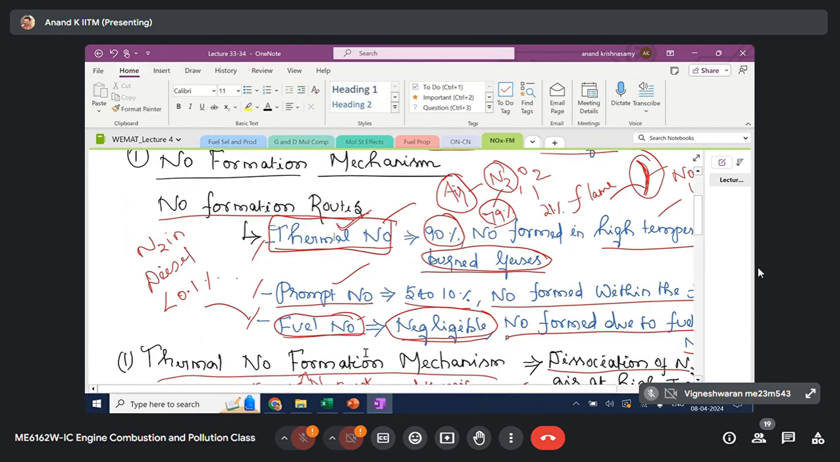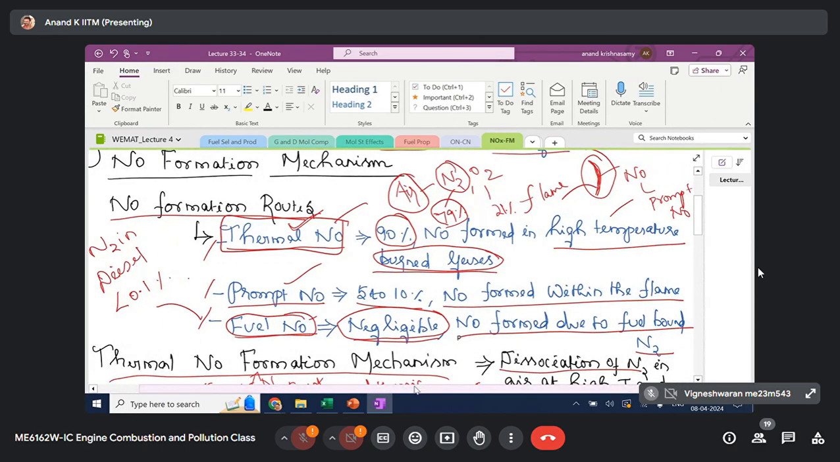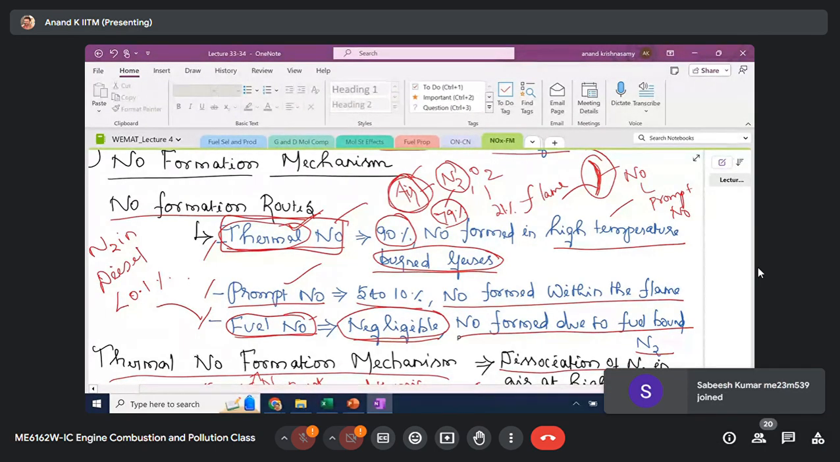The source for forming thermal NO, as the name itself implies, is high temperature burned gases. When you have higher temperature prevailing in the engine cylinder, it causes thermal NO, which is a major source for NO. To form NO, you need nitrogen and oxygen, and air has both. Air has 79% nitrogen and 21% oxygen. So fuel is not the source for thermal NO, rather it is air, because it contains both nitrogen and oxygen.